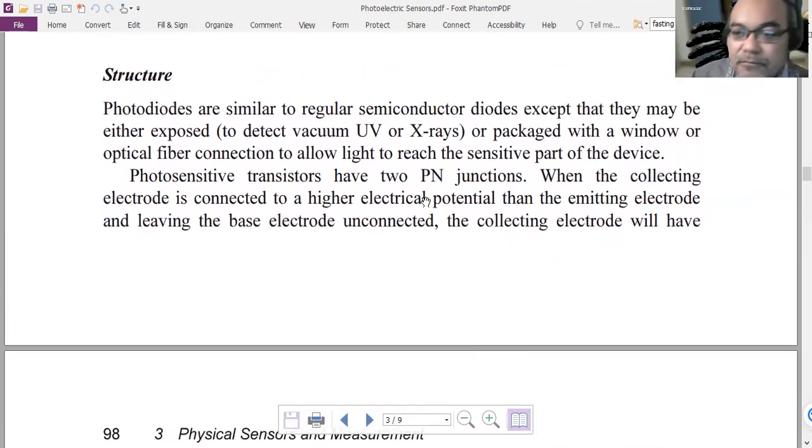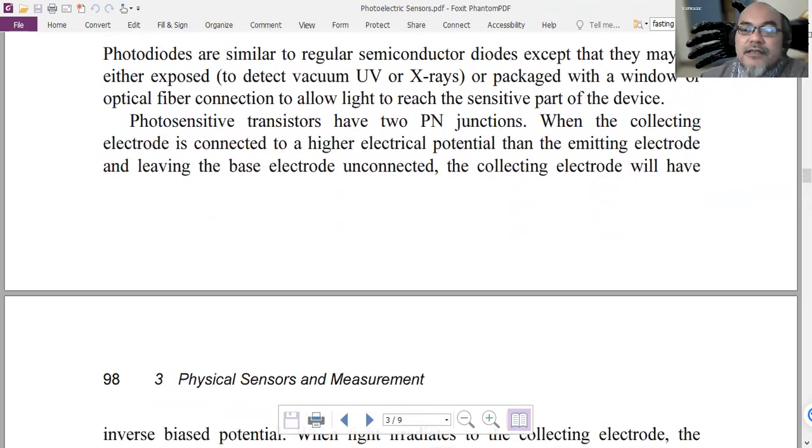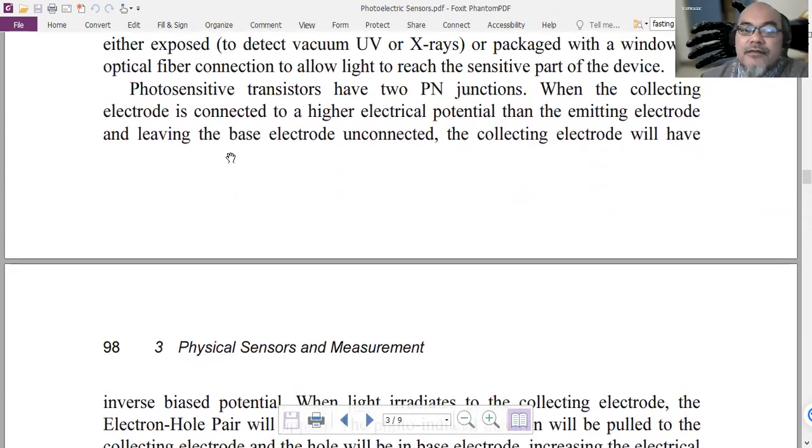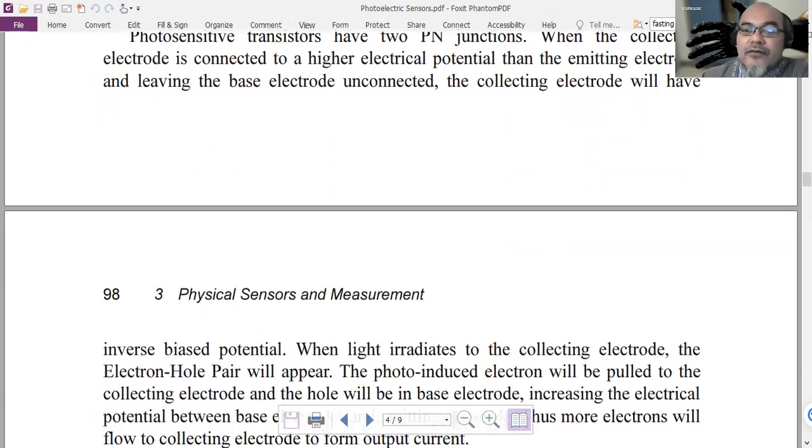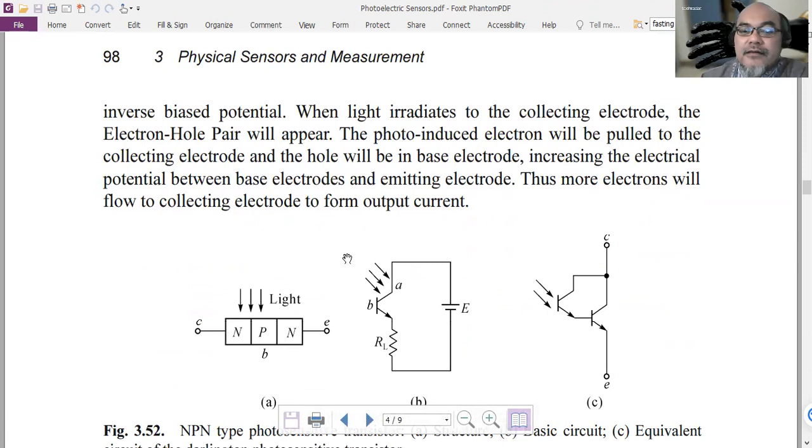In a phototransistor, on the other hand, it has not only a single PN junction, but two PN junctions. When the collecting electrode is connected to a higher electrical potential than the emitting electrode, and the base electrode is left unconnected, the collecting electrode will have an inverse bias potential.